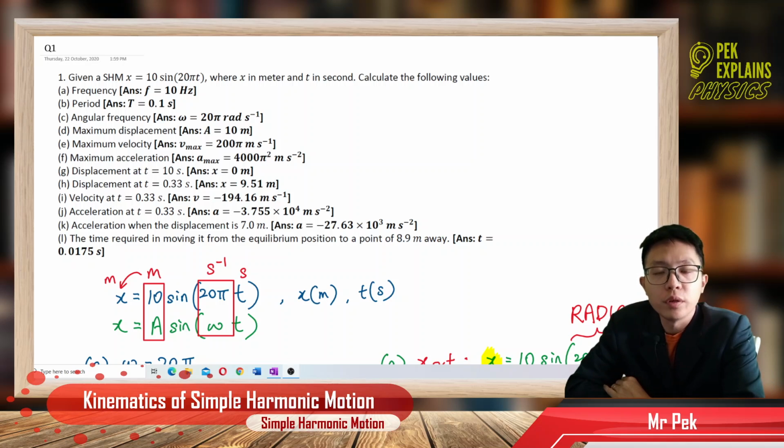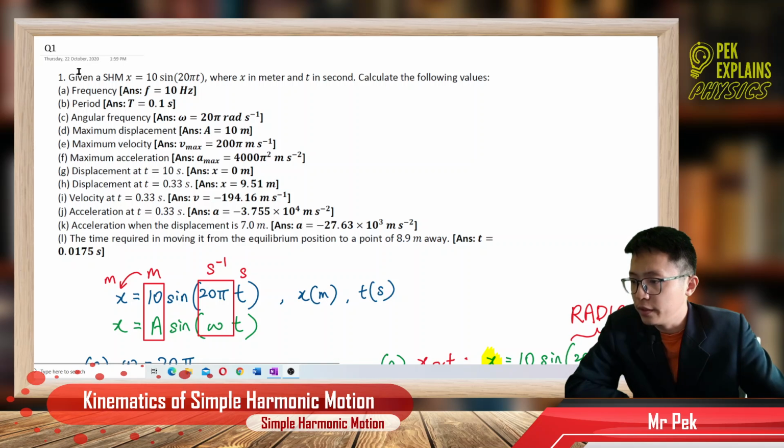Okay, now we begin with the kinematics of simple harmonic motion. The first question. Given a simple harmonic motion, x equal to 10 sine 20 pi t, where x in meter and t in second, calculate the following values.